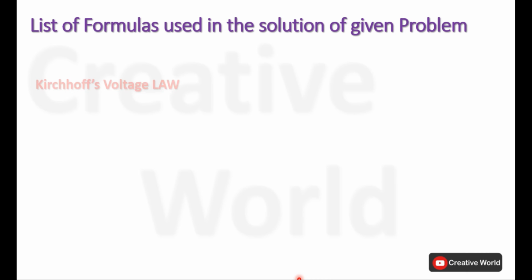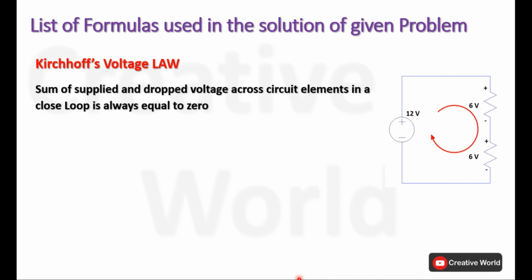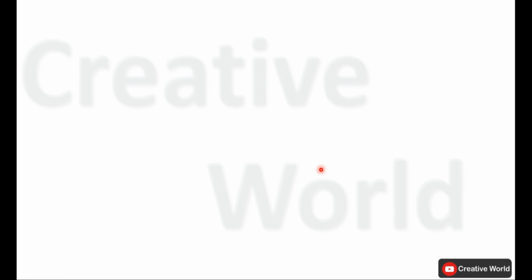While solving this problem, we will be using Kirchhoff's voltage law. This law states that the sum of supplied and dropped voltage across circuit elements in a closed loop is always equal to 0. According to this law, the cumulative voltage across circuit elements in a closed loop is always 0. Now move towards the problem.